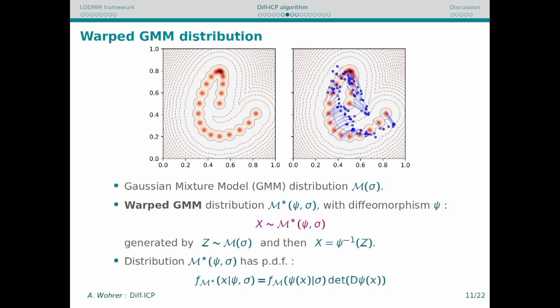And technically, what's interesting is that if you want to define the probability density function of this new distribution, you have the determinant of the Jacobian of the transform that comes into play. And that will be a bit cumbersome because you will have to deal with that Jacobian. And that's the main technical thing that I had to solve compared to what already existed.